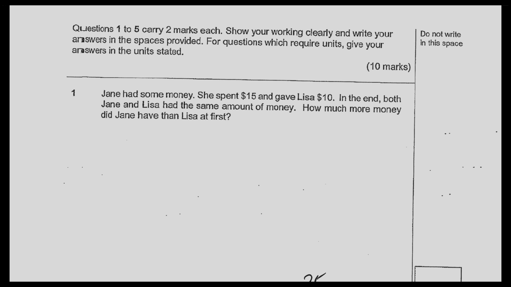So question 1 says, Jane has some money. She spent $15 and gave Lisa $10, and in the end, both Jane and Lisa had the same amount of money. What we really want to do here, when we know that this is the final situation where they have the same amount of money at the end, is draw a model to visualize it easier, and we actually start from the end because it's so straightforward. It tells us that there's the same amount of money.